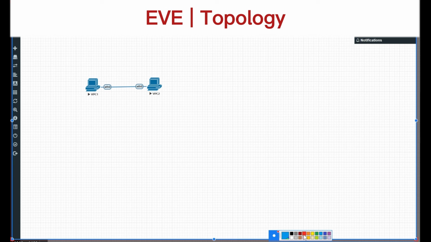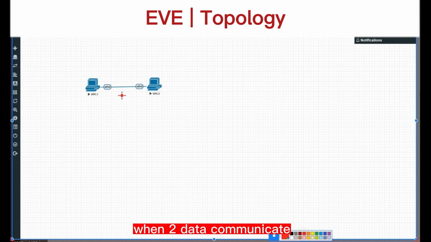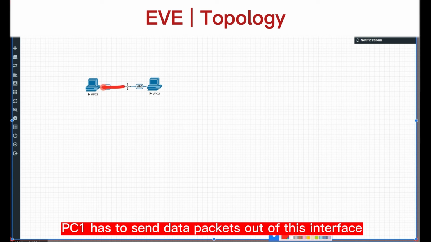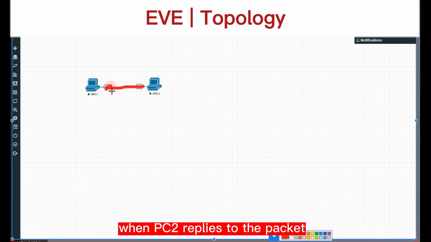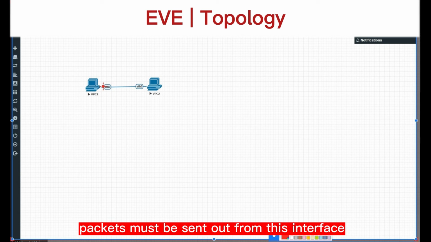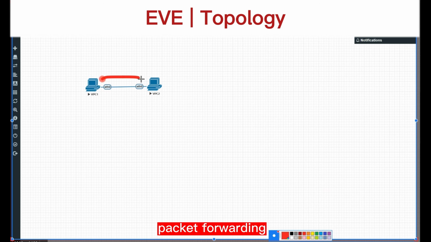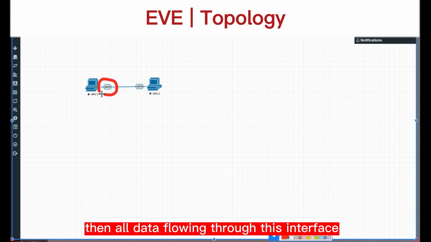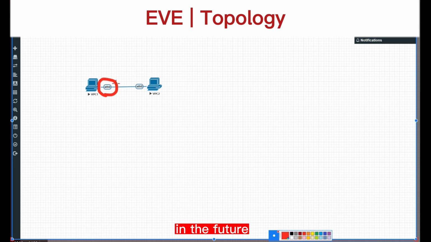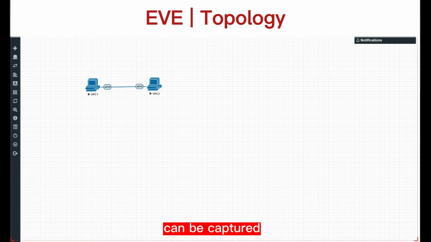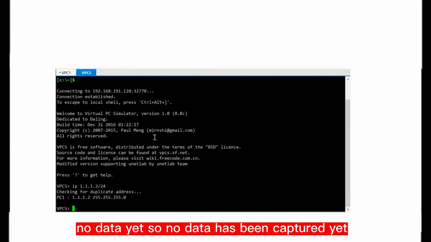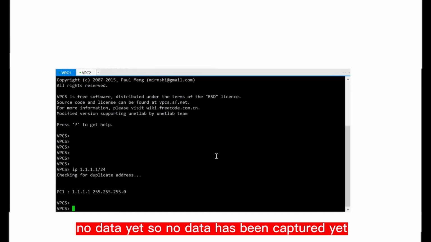In the future, when the 2 devices communicate and need to exchange messages, PC1 has to send data packets out of this interface. When PC2 replies to the packet, packets must be sent out from this interface. All data flowing through this interface in the future can be captured if you capture packets on this interface. For this interface, there is no data yet, so no data has been captured yet.